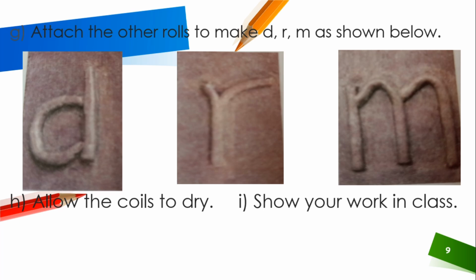Now we have that picture. Do, re, mi. Now, after that, allow the coil to dry. Show your work to the class. After that, you allow the roll to do what? To dry. You dry them under a shade. Then you show the work to the class. You have molded those notes, do, re, mi.